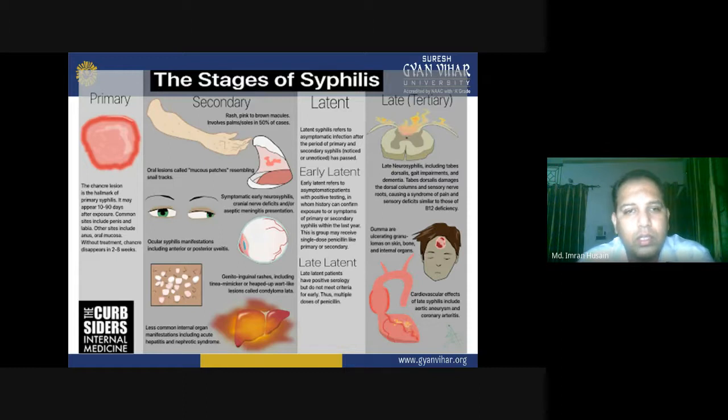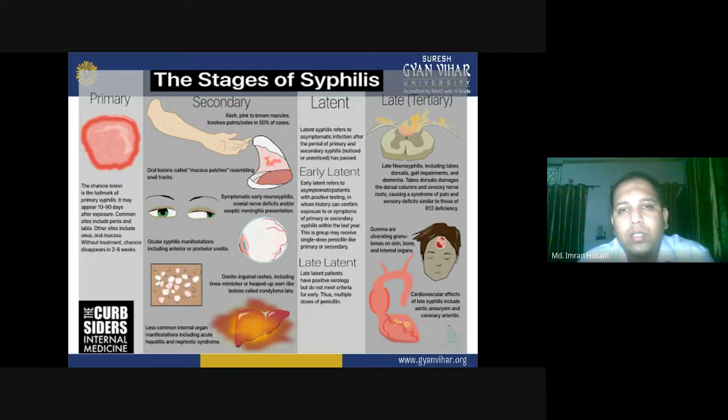So here you can see different stages of syphilis: primary, secondary, latent, and late tertiary. So what will happen in primary? The chancre lesion is a hallmark of primary syphilis. It may appear from 10 to 90 days after exposure. Commonly affected sites include the penis and labia. Other sites include the anus and oral mucosa. Without treatment, the canker disappears in 2 to 8 weeks.